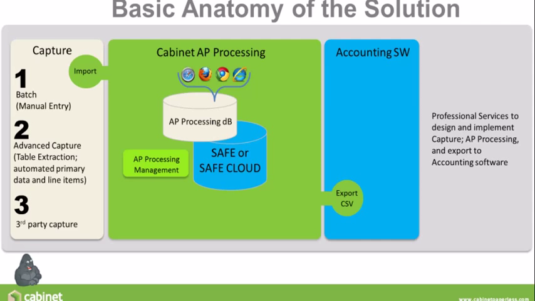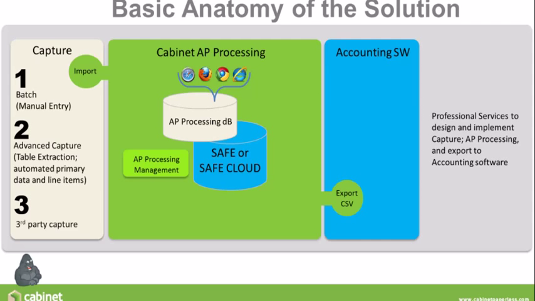So here's an overview of what happens with the AP module. First off is capture over on the left. How we get data into the system. First off, you can use Cabinet Batch, which if you have the Cabinet Safe system, you already have Batch. So this is a capture tool that's built into Cabinet Safe. It's an easy way to scan and place documents into a workflow process, and it does require some manual data entry, but you can get started today by using Batch.